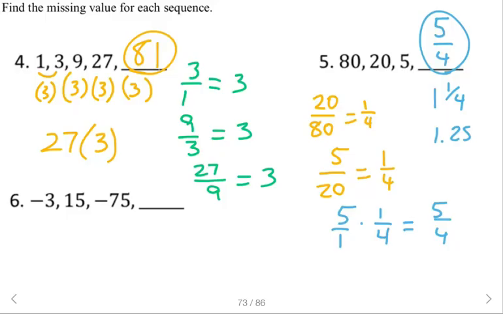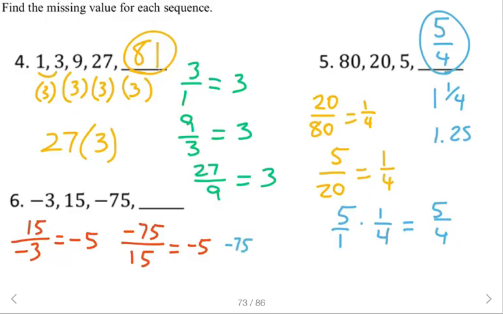All right, the next one. Notice we have alternating signs. That often happens when you multiply or divide by a negative. Let's see if we find the ratio there. It's -5. If we do -75 divided by +15, we also get -5. So our common ratio is -5. To find the next term, let's do -75 times -5. And we get +375. For the next term, notice that it continues on alternating signs, which often happens when we multiply or divide by a negative number.